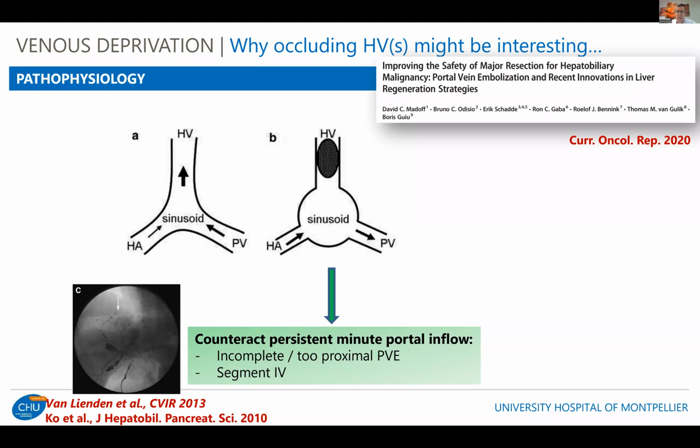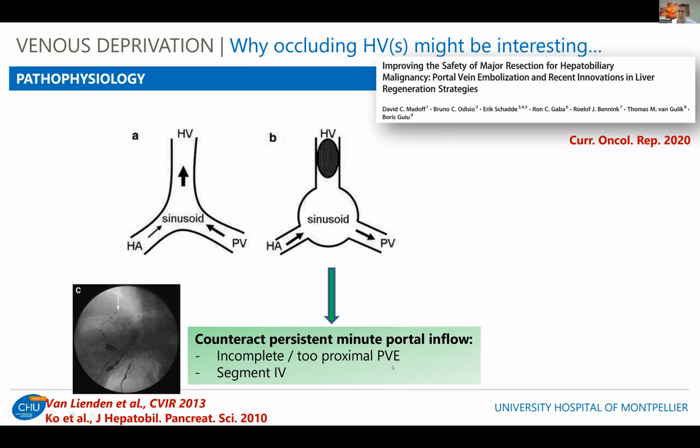And this may be interesting after PVE to counteract persistent minute portal inflow, which may be seen in case of incomplete or too proximal portal vein embolization. We have a typical example here from the literature where we had portal collaterals due to too proximal PVE, which may also happen in case of portal vein ligation. So with venous embolization, you can reverse the portal flow, which could be interesting.